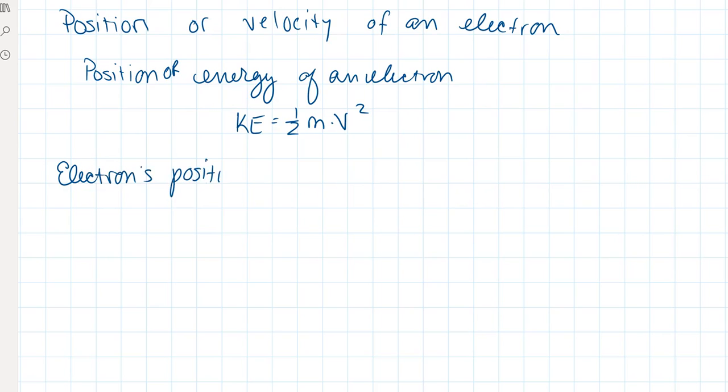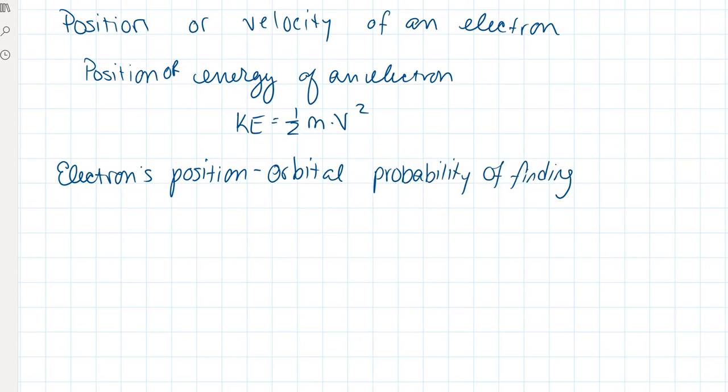When we talk about an electron's position, we're going to find that the resulting function is something called an orbital. And this orbital is the probability of finding an electron in a particular spot. Since it's a probability, we can graph this out to see what the probability density looks like. The connection between these two is written by something called Schrodinger's equation.